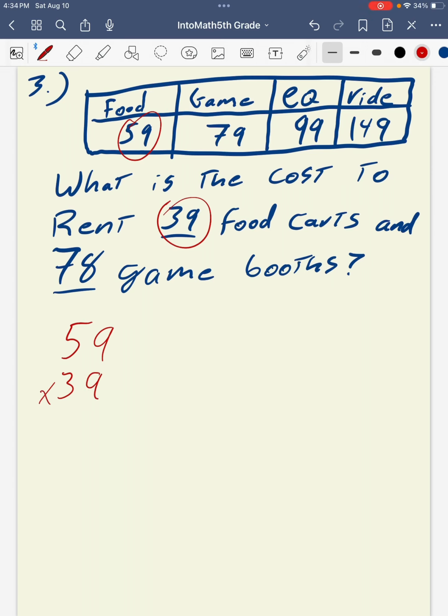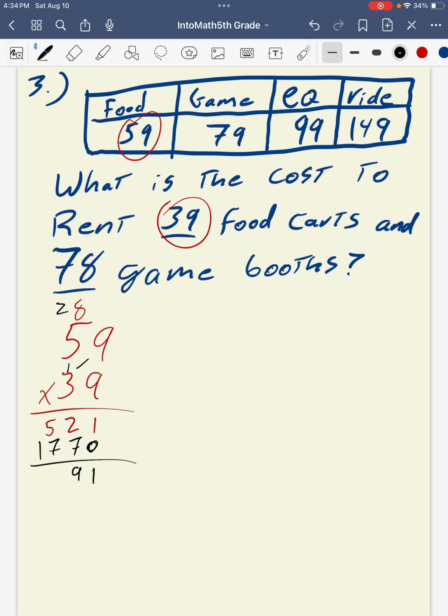To do so, we are multiplying 59 times 39. Starting with my ones, 9 times 9 gives me 81. 9 times 5 is 45, plus an additional 8 makes it 52. Then I move to my tens. Remember that placeholder 0 because I'm no longer in my ones. 3 times 9 gives me 27. And 3 times 5 is 15, plus 2 for an additional set to make it 17.